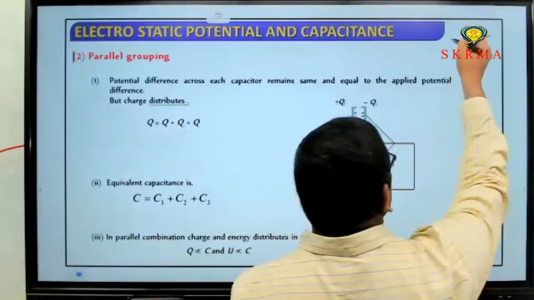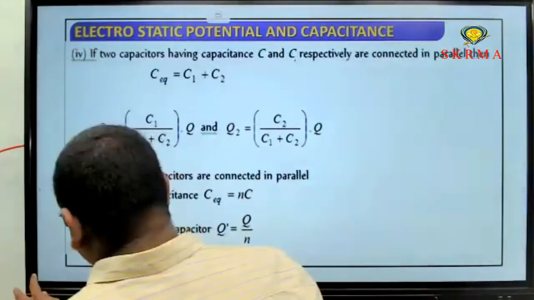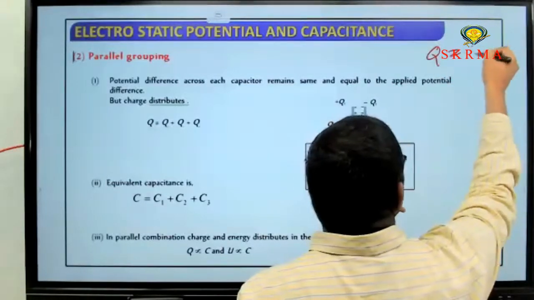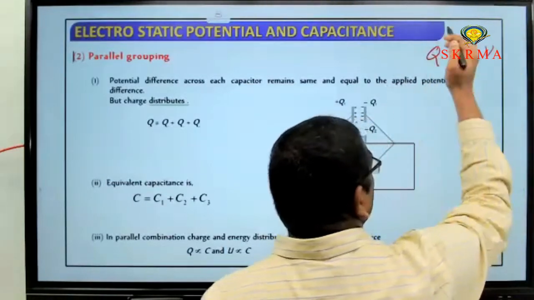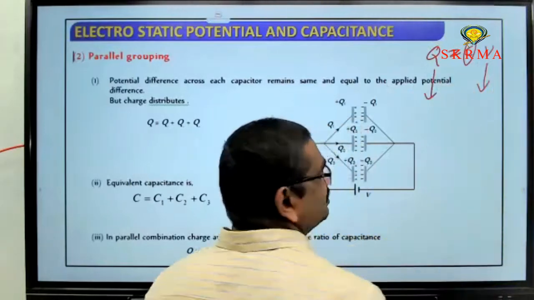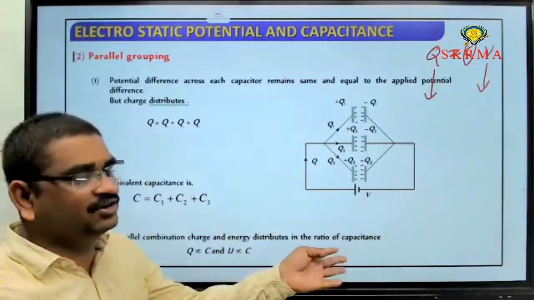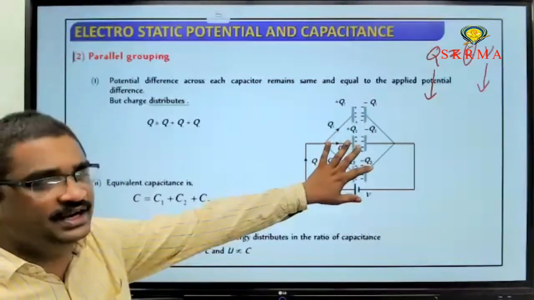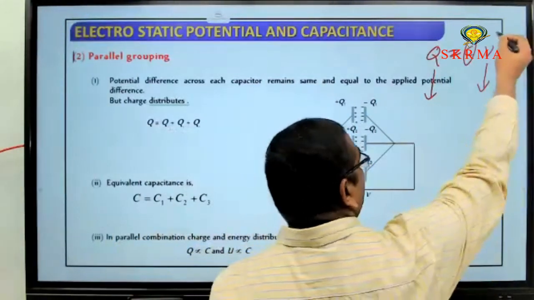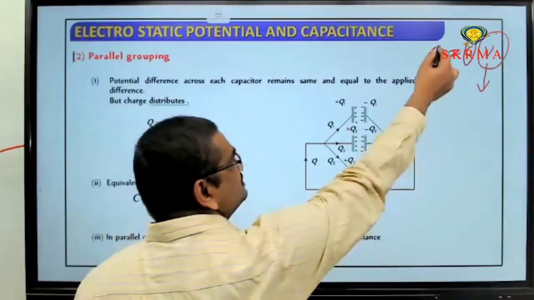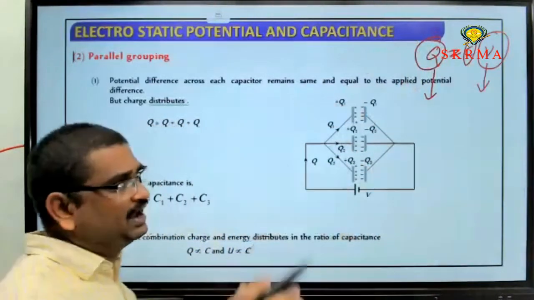Only three quantities are there in our formula. That is Q equal to CV. In this one, C we need to calculate. If potential is constant, then charge is variable. If charge is constant, then potential is variable. Here in this case, potential is constant, so charge is variable, or charge is going to divide.